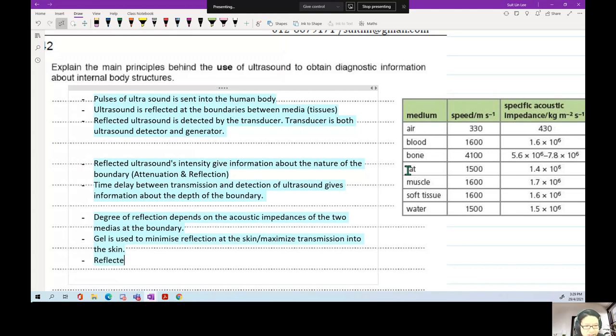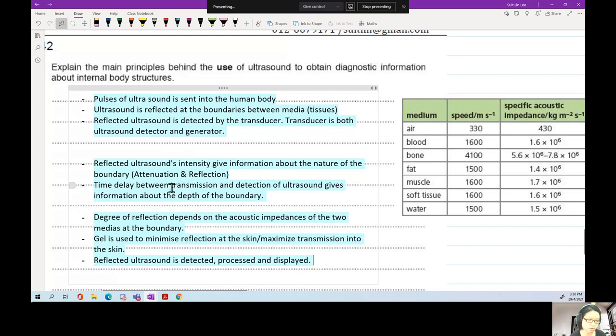Finally, reflected ultrasound is detected, processed and displayed. 1, 2, 3, 4, 5, 6, 7, 8. Out of 8, you can get up to 6. But the first 3 are compulsory. The last 5, any 5 will work. So always think about describing the reflected ultrasound.